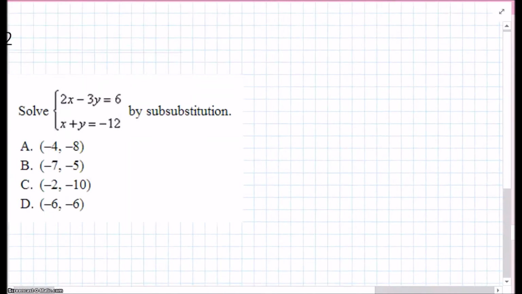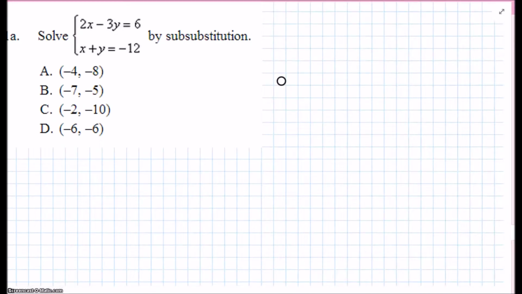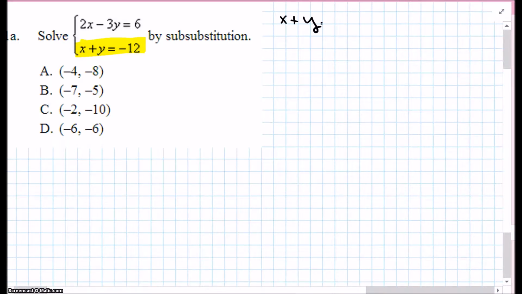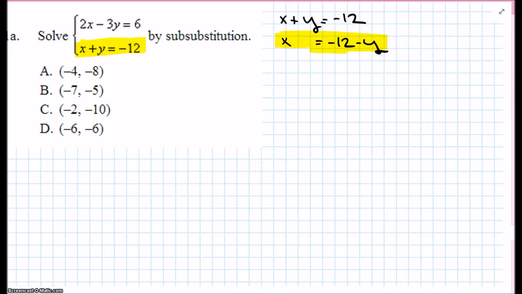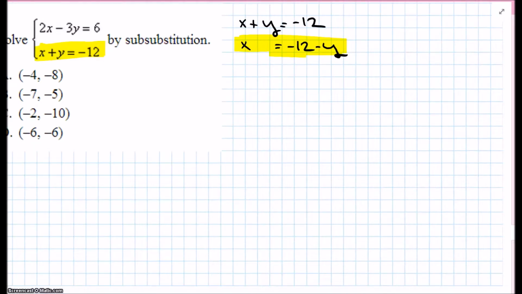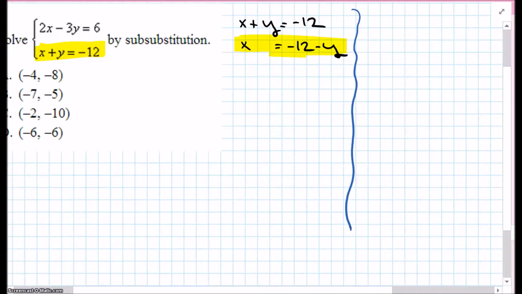Next example. Solve using substitution. Sorry as this jumps around a little bit. Again, let's use this equation at the bottom, and let's solve for x. So I get x plus y equals negative 12. Subtract y from each side, I'm going to get x equals negative 12 minus y. Okay, so there's my equation for x. Now we're going to take a little space over here to the right, and we're going to plug in our other equation, 2x minus 3y equals 6. So now we're going to plug in negative 12 minus y for x.